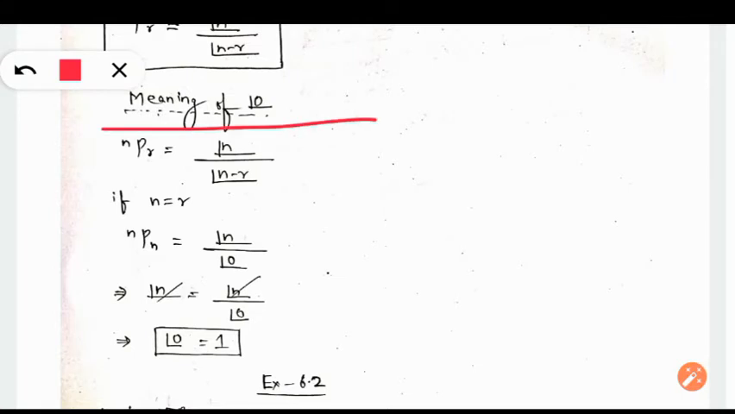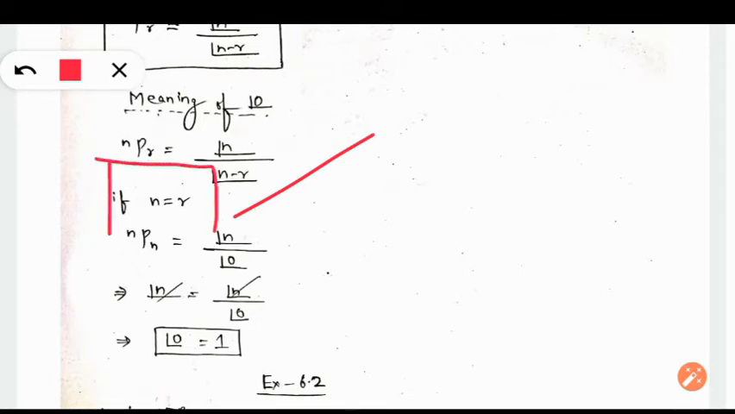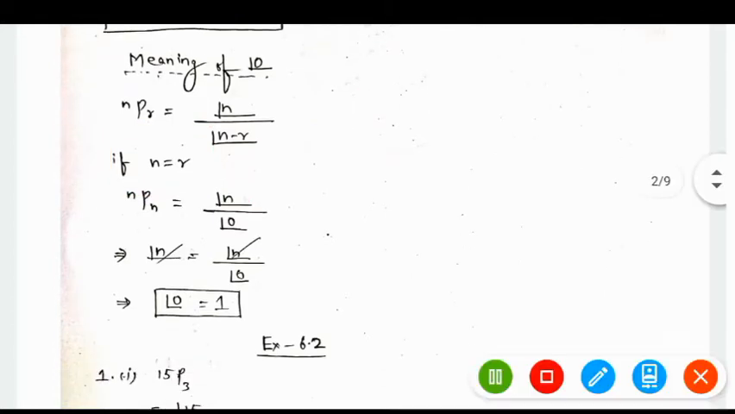Now come to the next topic, meaning of 0 factorial. What is the value of 0 factorial? You might be thinking, sir, the value of 0 factorial is 0. Let's see. So we have nPr equals to this. This is the formula of nPr. Now if I place n in place of r, if I take n and r both equal, then what will we have?